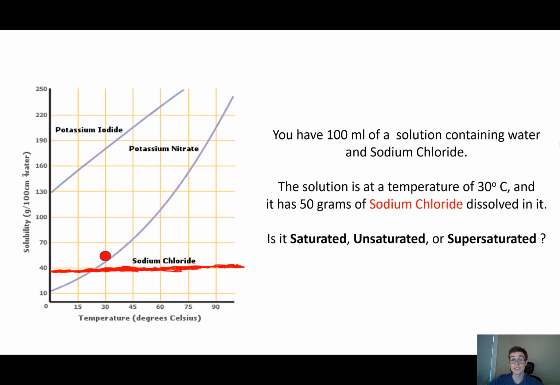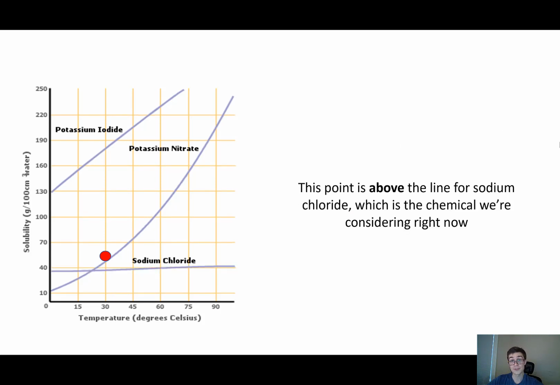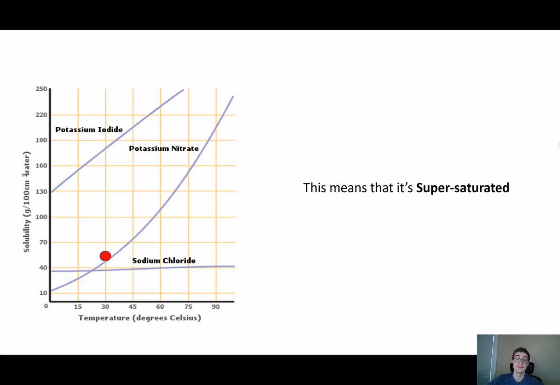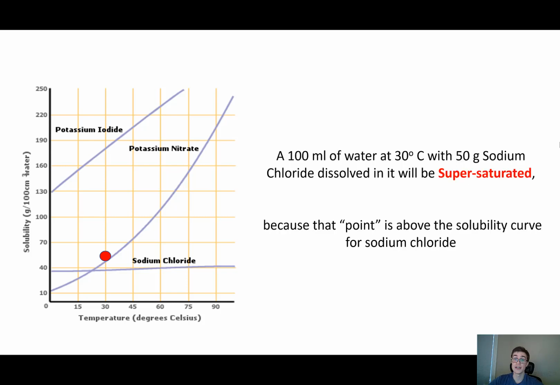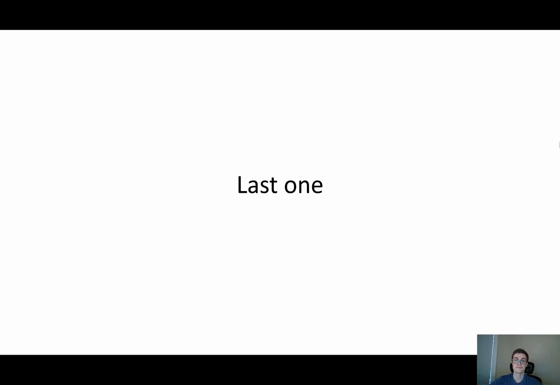And so, because this point is above the line for sodium chloride, which is the chemical I care about, this solution is supersaturated. So the answer to this question, 100 milliliters of water at 30 degrees with 50 grams of sodium chloride, it's going to be supersaturated because this point on the graph is above the solubility curve for the chemical we care about. Last one.